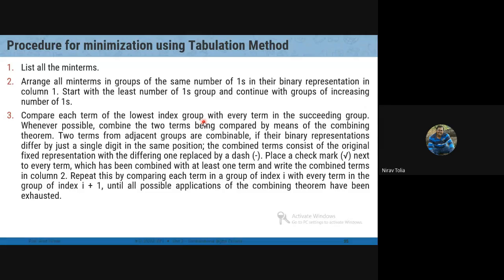So what is the rule? Again, I am repeating. Compare each term of the lowest index group with every term in the succeeding group. So whenever possible, combine the two terms. And how can we combine the two terms? By means of the combining theorem. So we have to focus on the combining theorem.